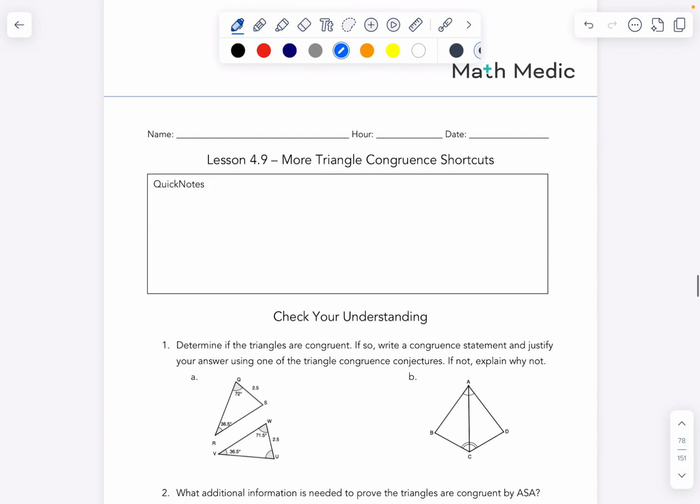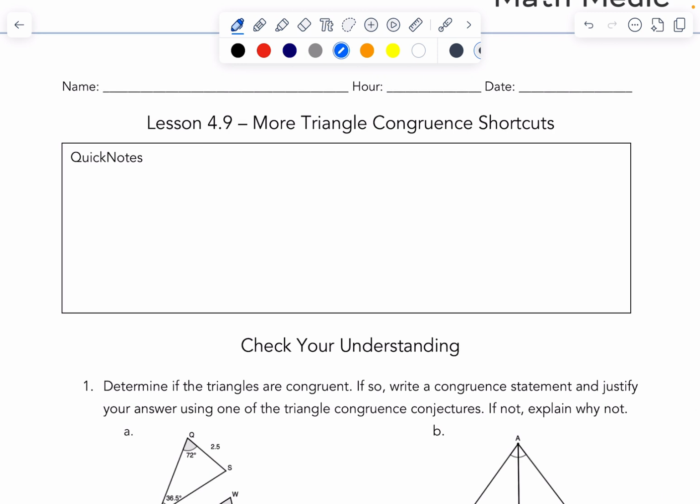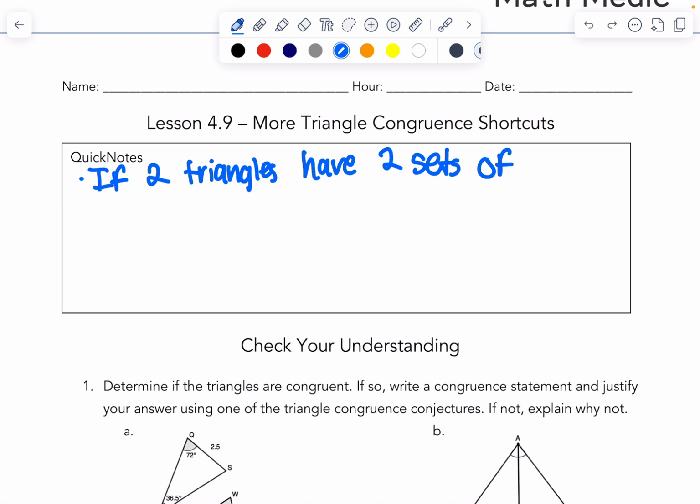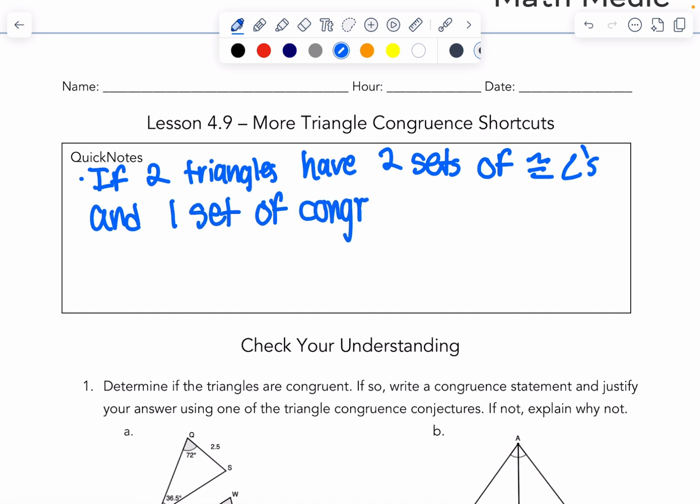That's the lesson. We're going to take some quick notes, and then we're going to get out of here. Here we go. First main point. If 2 triangles have 2 sets of congruent angles and 1 set of congruent sides, then those triangles are congruent.